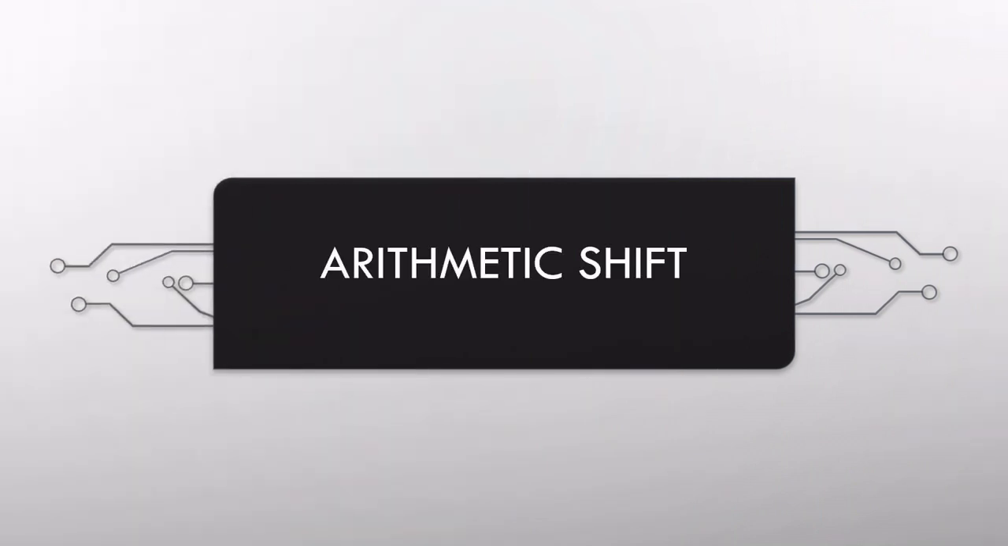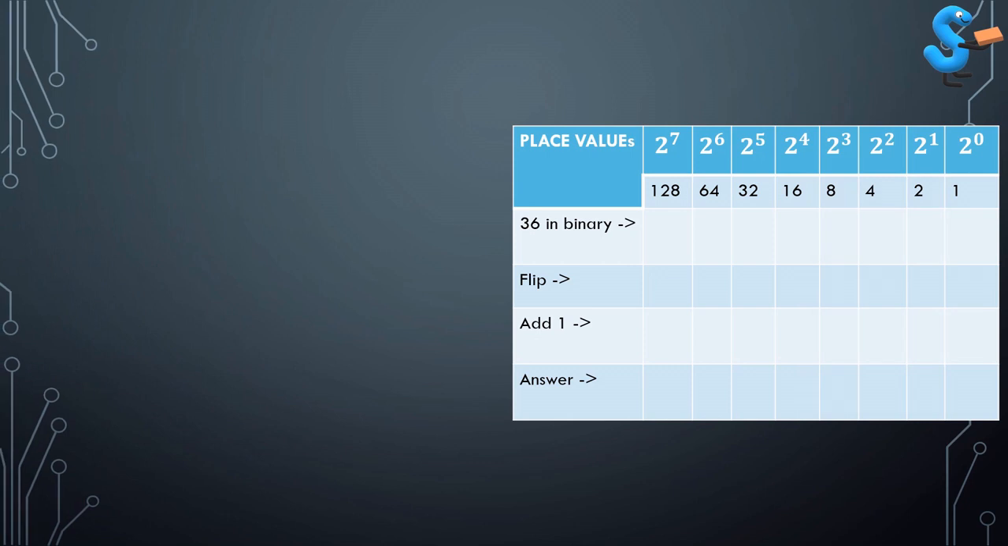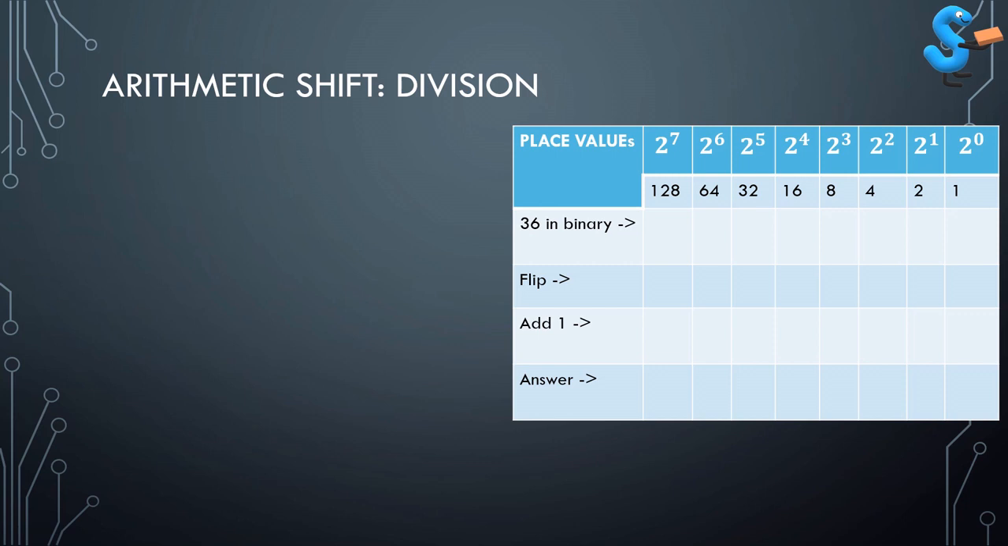Arithmetic shift. Remember from the last lesson, arithmetic shift is the opposite of logical shift. That is, we only deal with signed numbers. This division concept might be a little difficult to grasp at first, so let's get into it. So the question is negative 36 divided by 2.